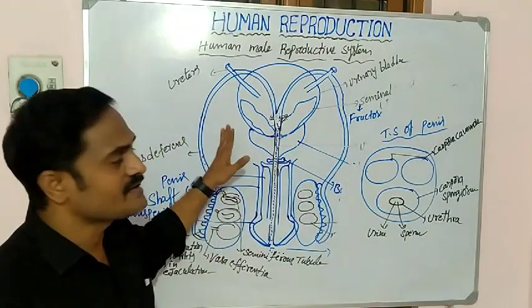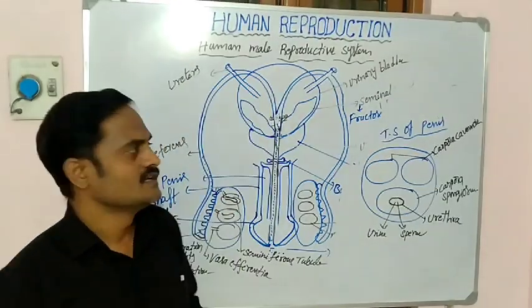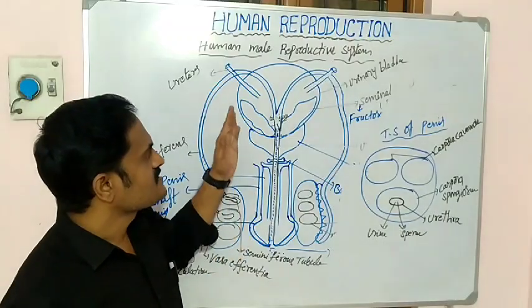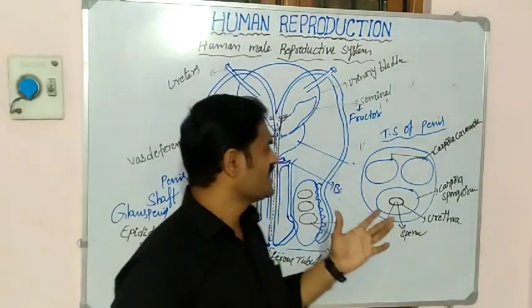So this is the information about the human male reproductive system. Then we are going to the female reproductive system in the next class.